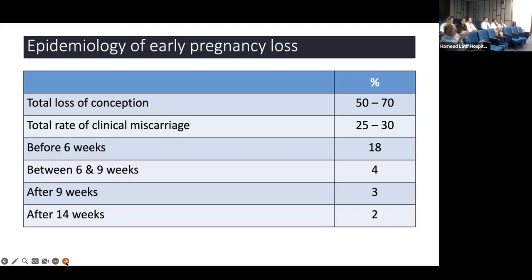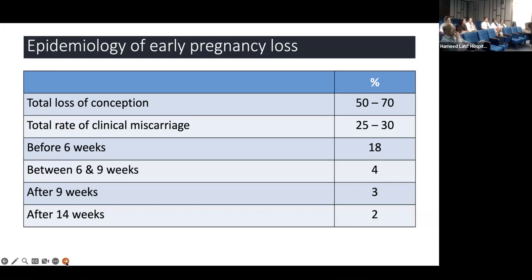That loss of conception is more than 50%. More than 50% of conceptions are lost and are not even known. Of those which are known, the miscarriage rate is up to 25 to 30%. So almost one quarter of pregnancies are lost. That's a high number if you look at it.